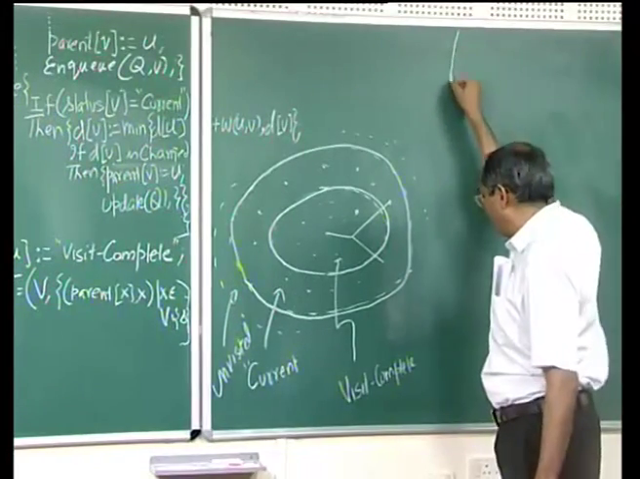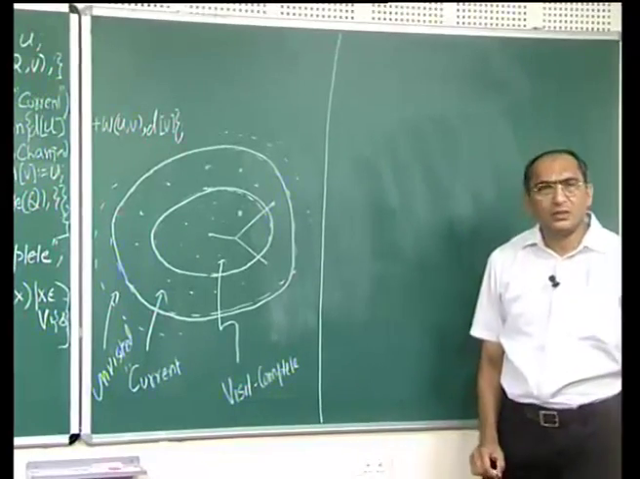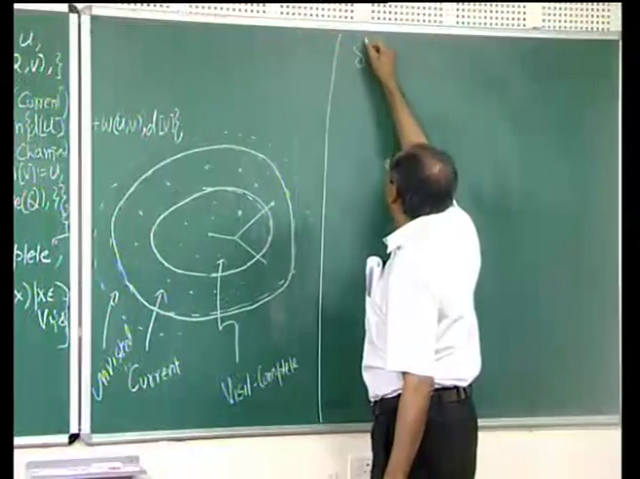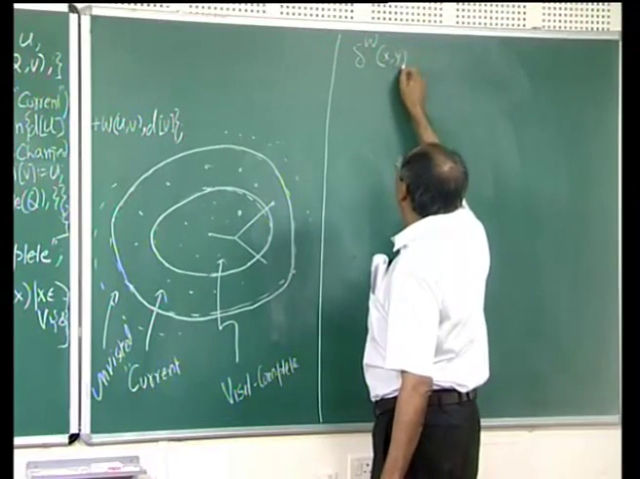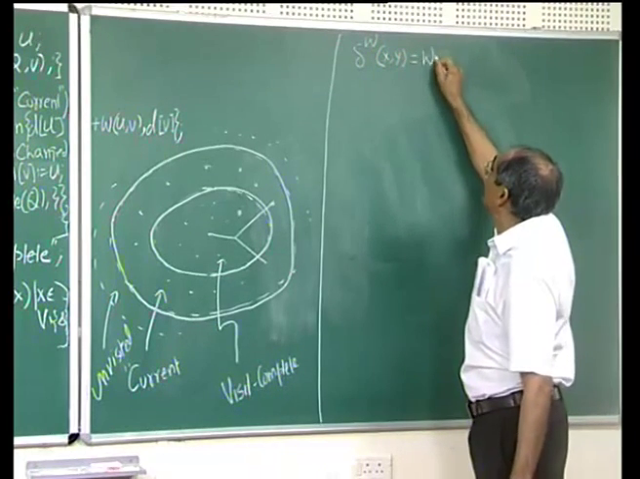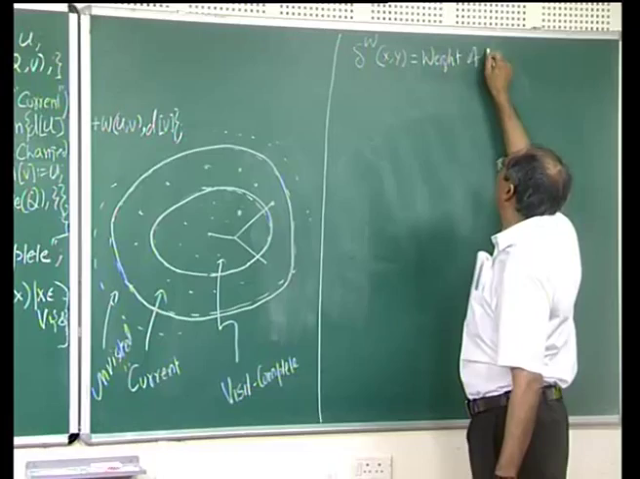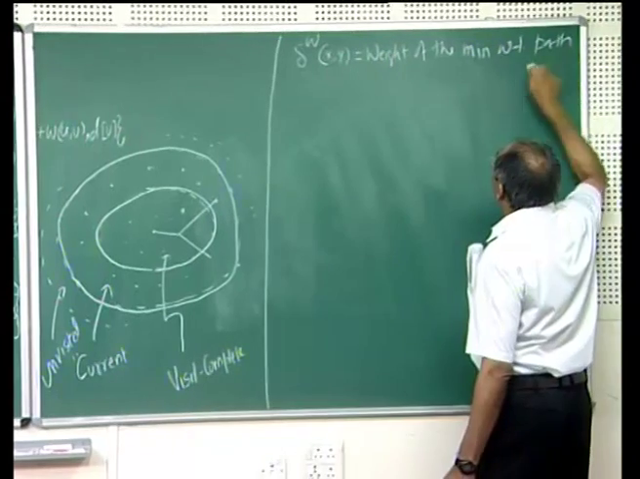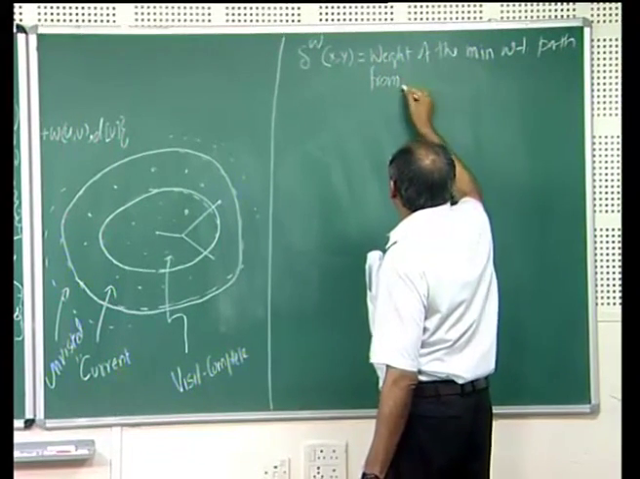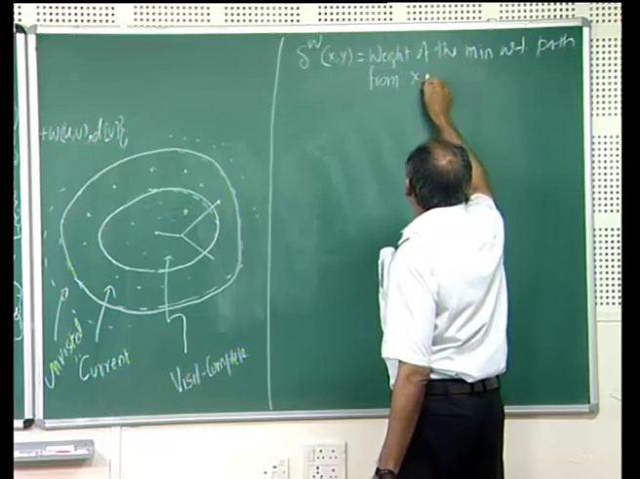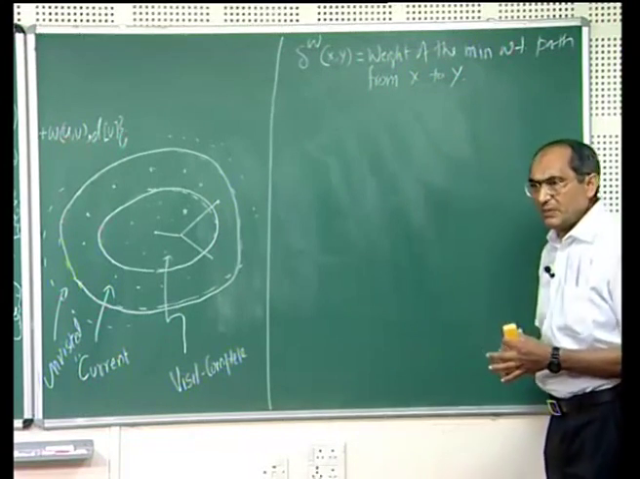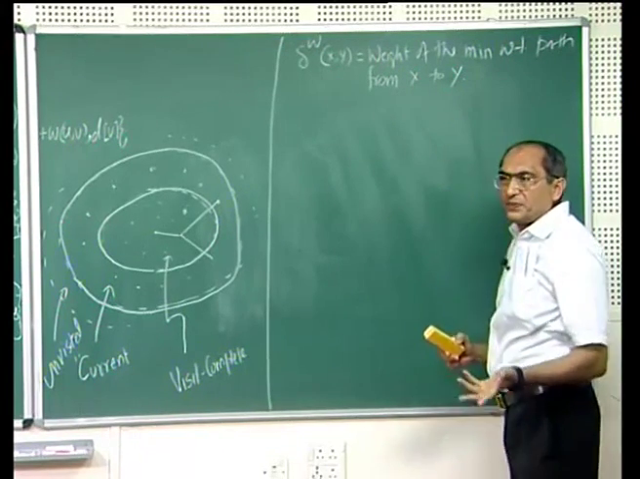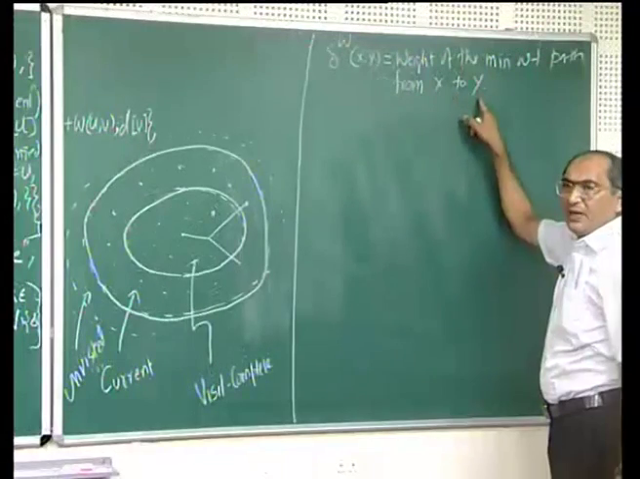Now, first thing I want to do is to define a few notations. Okay. So, let us just denote by del w(x, y) the weight of the minimum weight path from x to y. Note that in case of directed graphs, it makes sense to specify this. In case of undirected graph, x to y and y to x would be same.